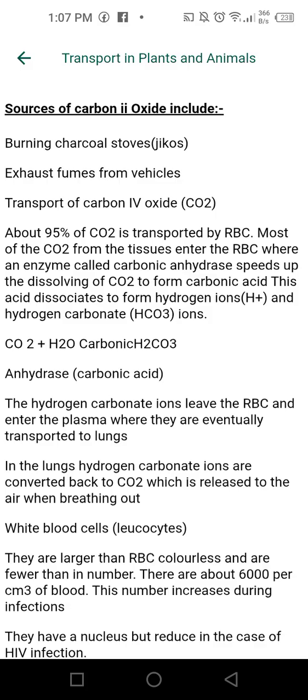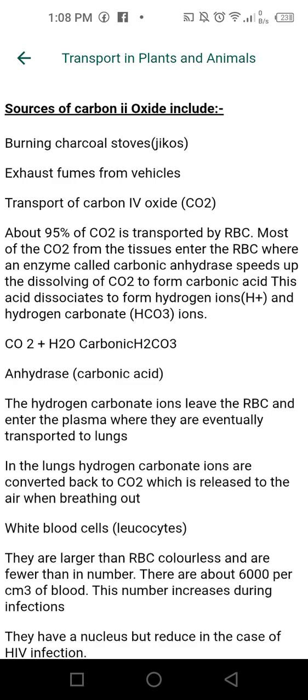Transport of carbon IV oxide, CO2. About 95% of CO2 is transported by RBC. Most of the CO2 from the tissues enters the RBC, where an enzyme called carbonic anhydrase speeds up the dissolving of CO2 to form carbonic acid. This acid dissociates to form hydrogen ions, H+, and hydrogen carbonate, HCO3-, ions. CO2 plus H2O, with carbonic anhydrase, gives carbonic acid, H2CO3.